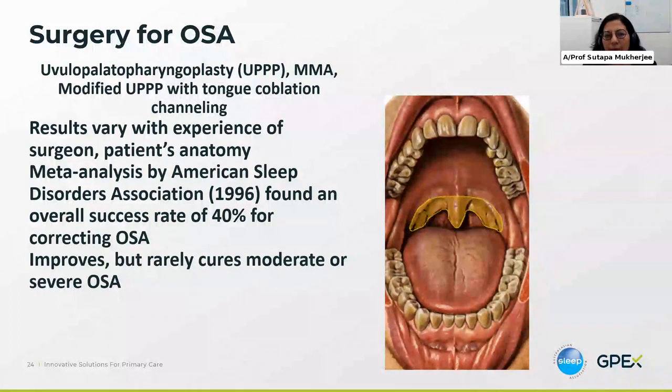And I would say probably in my practice, less than 5% of my patients have ever gone on to have these types of surgeries. Sometimes we do refer to ENT specialists for nasal surgery, and that can be quite helpful if patients are having difficulty tolerating CPAP masks. And the overall success rate for these MMAs or modified UPPP is around 40 to 50%. It will improve sleep apnea, but in people who have got severe sleep apnea, it rarely cures it.